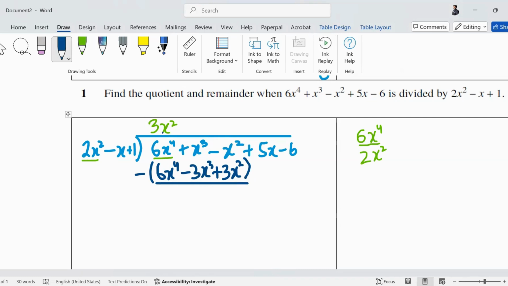What did we discuss? This 3x square will multiply by the entire divisor, right? Multiplied with 2x square, it became 6x to the power 4. Multiplied with minus x, it became minus 3x cube. The same 3x square multiplied with plus 1 became 3x squared. And when I subtract it, this will cancel out. Plus x cube, again, this minus and minus will become plus, and this will end up becoming 4x cube. Minus x squared and minus 3x squared, this will be minus 4x squared.